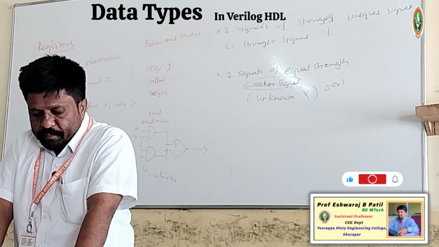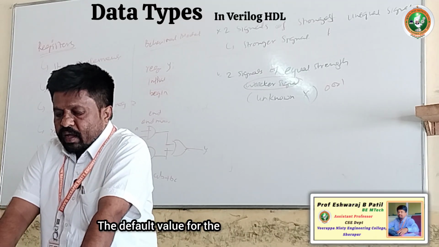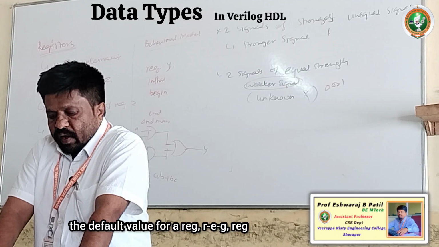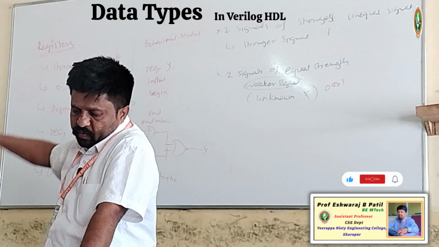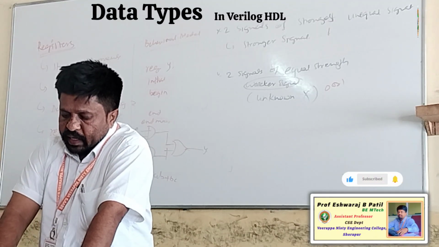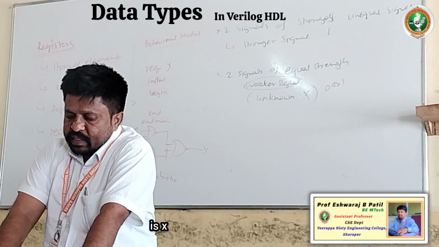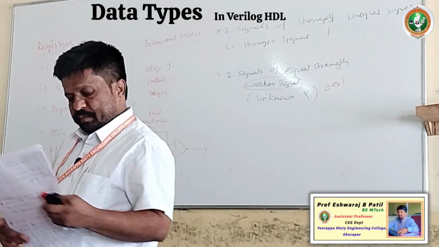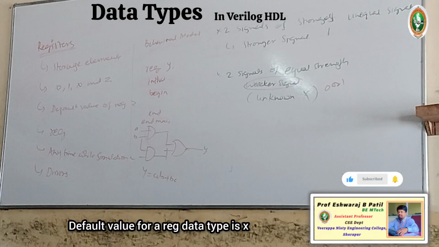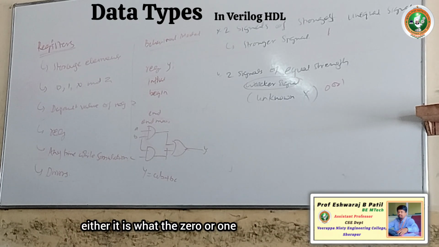Okay, next point. The default value for a reg data type is X. X is nothing but don't care, either it is 0 or 1.